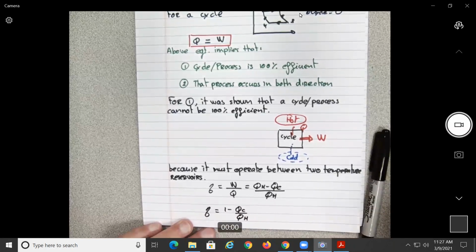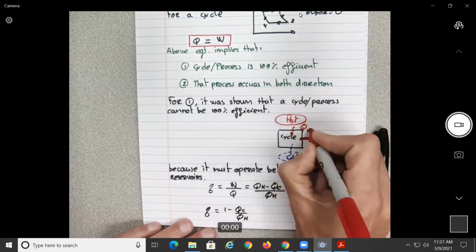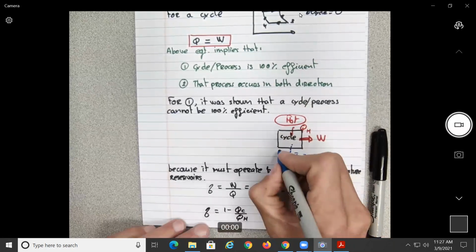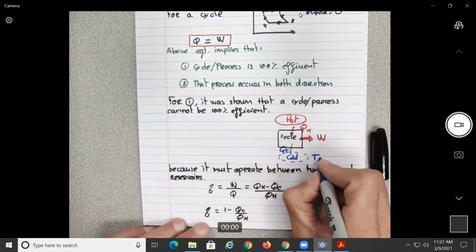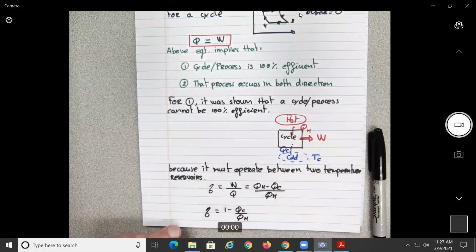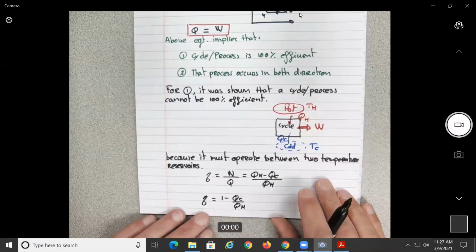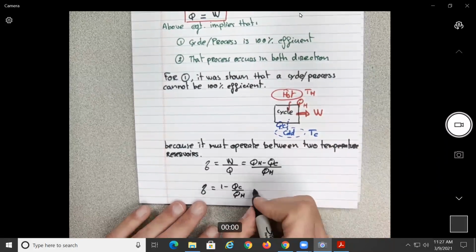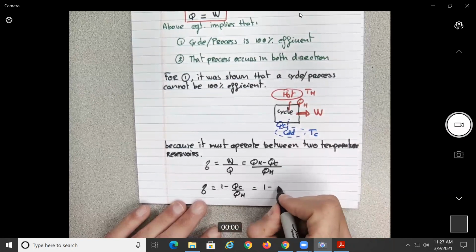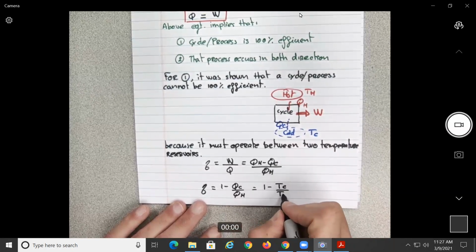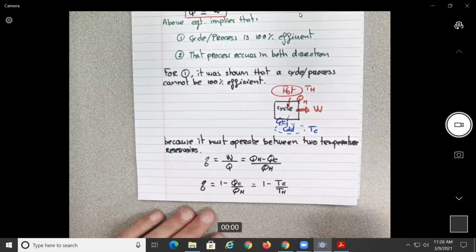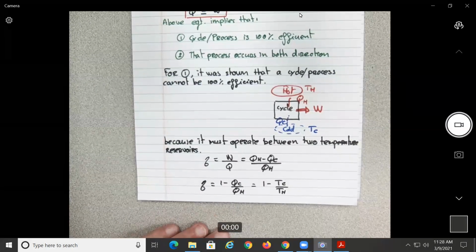Okay. If you want, this will be Q sub H. This should be Q sub C. And let's say this will be a temperature Tc. And this will be a temperature T hot. So this could be equal to 1 minus Tc over T hot. And I told you at that time that this equation is extremely important, okay? But you will see why in a few minutes.